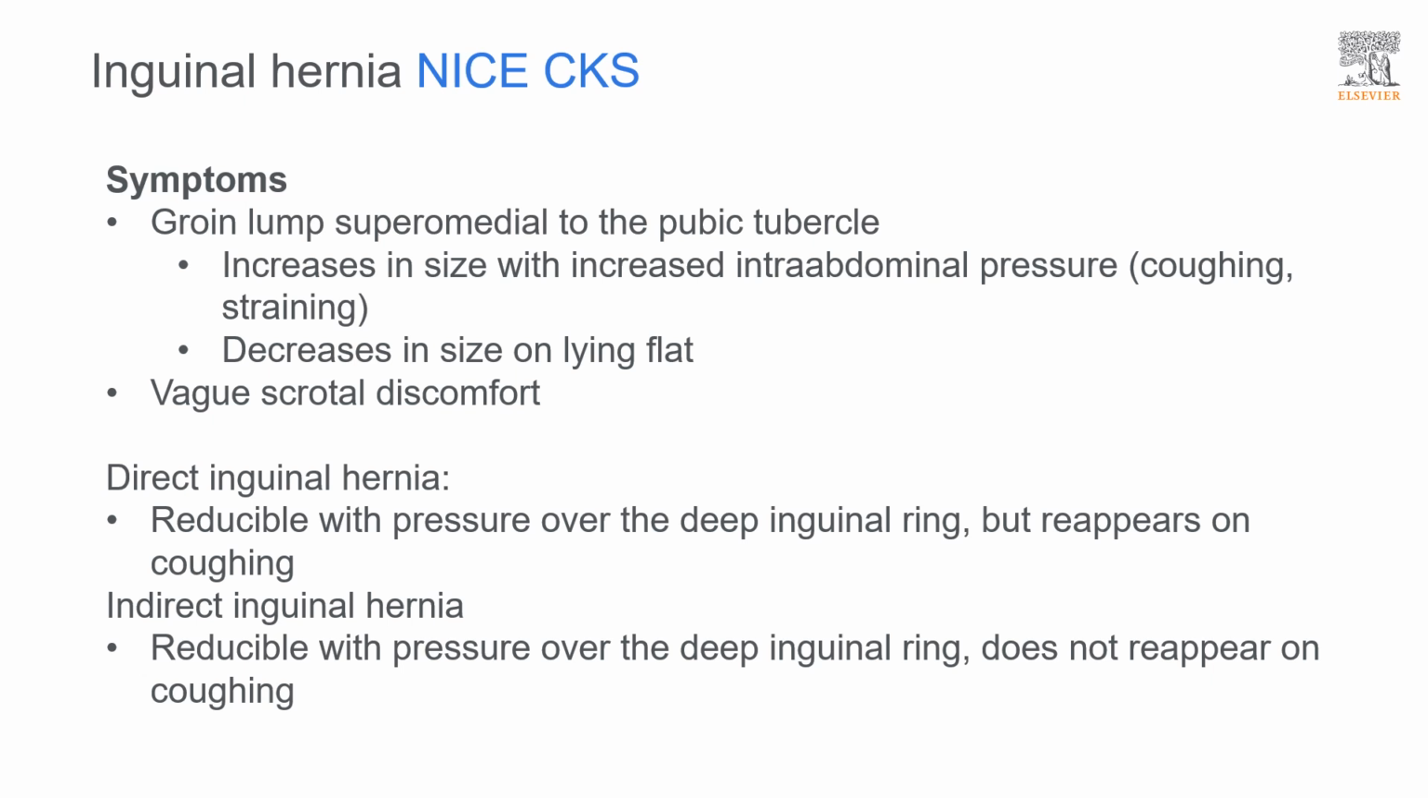Indirect inguinal hernias are typically due to congenital patency of the processus vaginalis, as well as weakening of the transversalis fascia around the inguinal ring. Direct inguinal hernias typically result from chronic increases in intra-abdominal pressure, commonly seen in patients with a chronic cough, such as in COPD, or with heavy lifting.